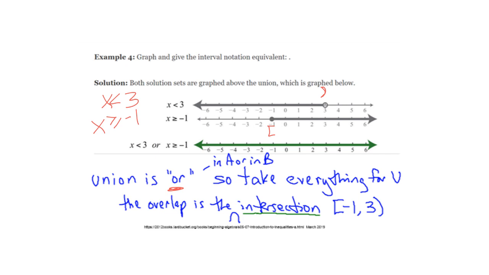Because it wants "or," we can take everything. It's either in the first inequality or in the second inequality, and that means we end up with every single number, because we have all the numbers way out here, all of these numbers in the middle, and all the numbers this way. And so our answer ends up being everything. Now, if they had asked for an intersection, or if they had said "and," then we could only take the items that were in both of the inequalities.